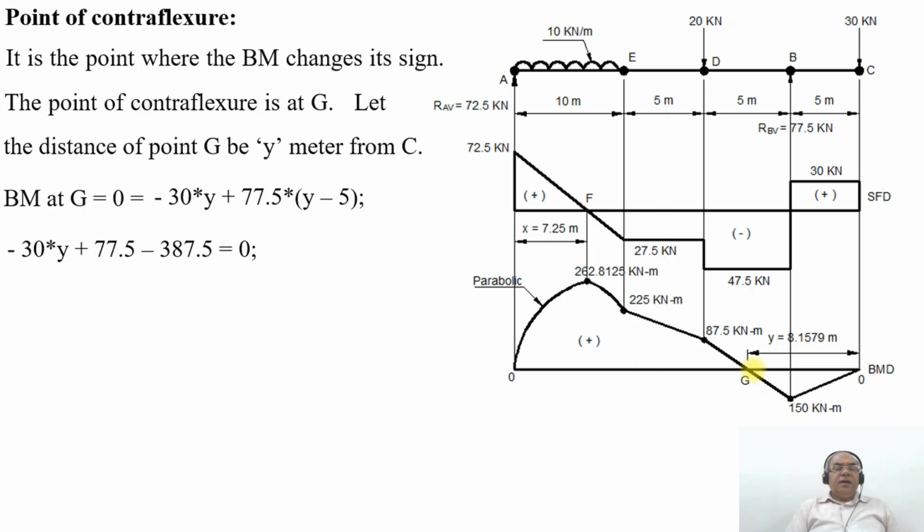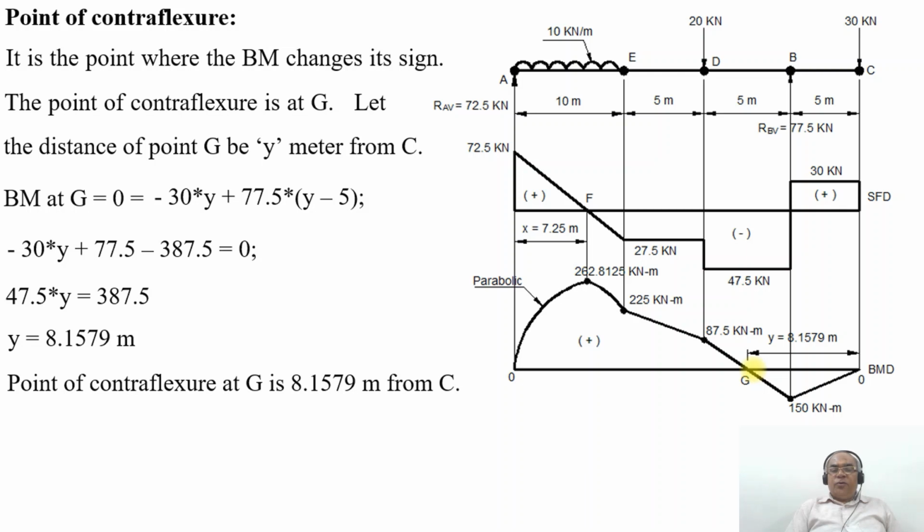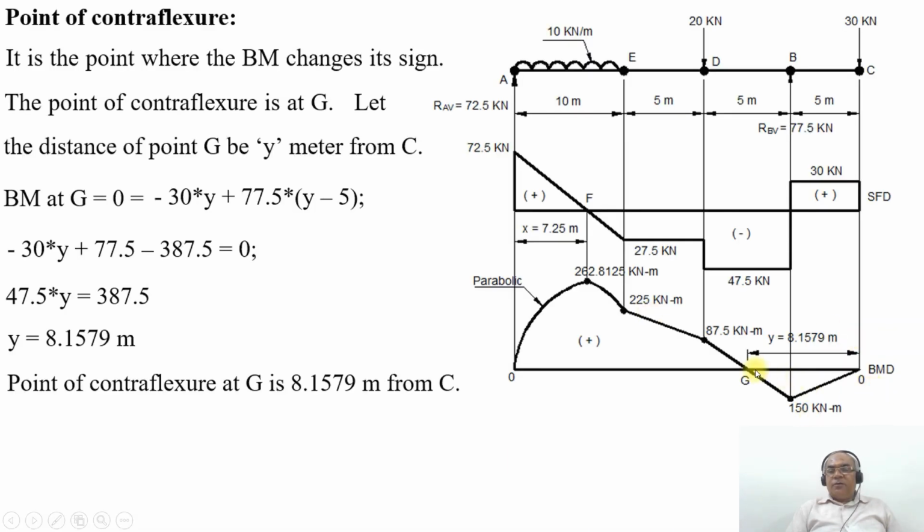Therefore, expanding this: minus 30 into y plus 77.5 into y minus 387.5 will be equal to 0. So when you take 77.5y minus 30y, it will be equal to 47.5 into y equals 387.5. On simplification, y will be equal to 8.1579 meters from C. Therefore, the point of contraflexure at G will be 8.1579 meters from C.